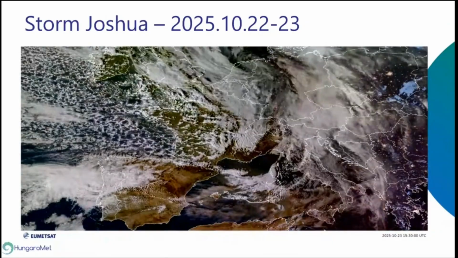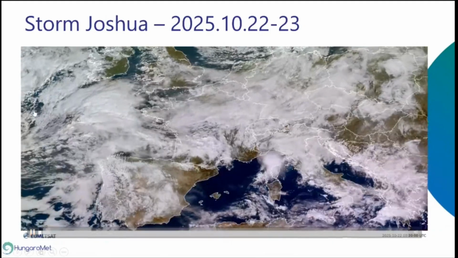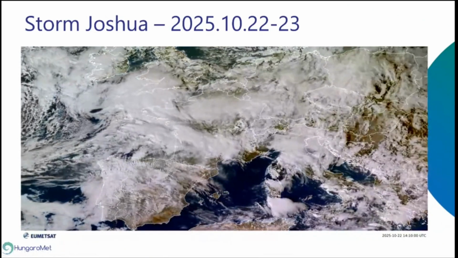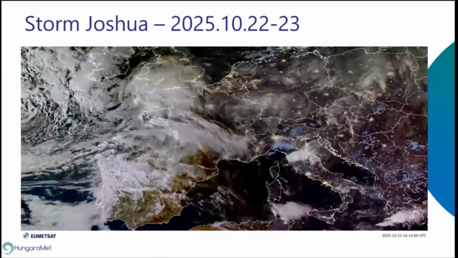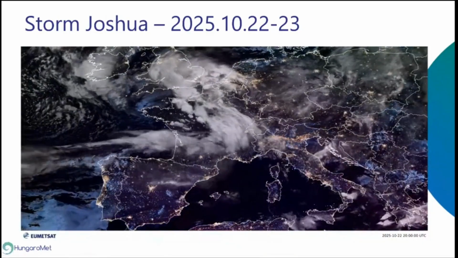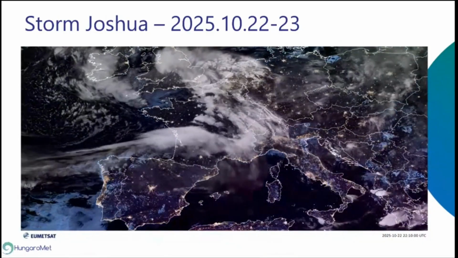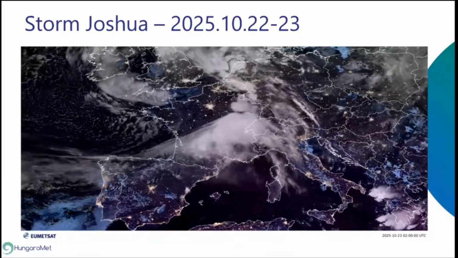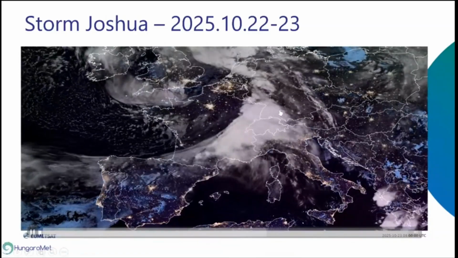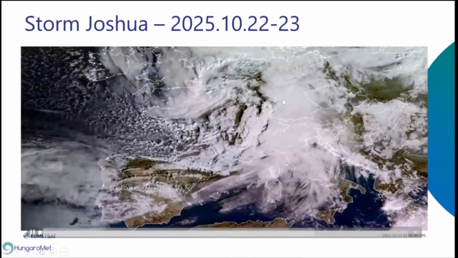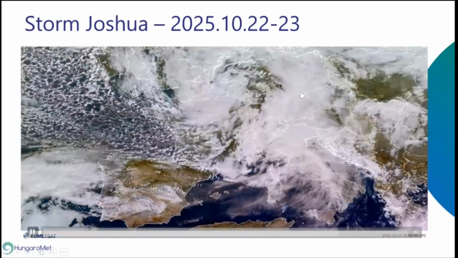moving to the night, then you see that some of the clouds appear bluish. That means they are low clouds, and the higher clouds are whitish, so they are high clouds. And we also have the city lights below the clouds. So Storm Joshua caused some problems. We can see the storm intensifying there and moving up to the northern part of Germany.